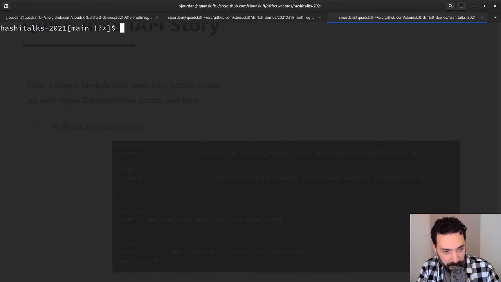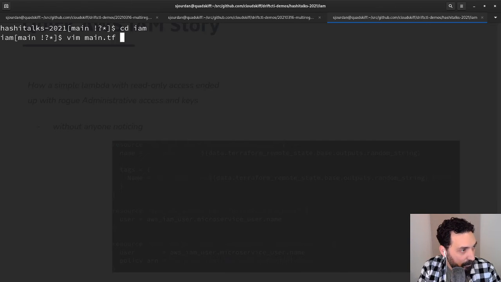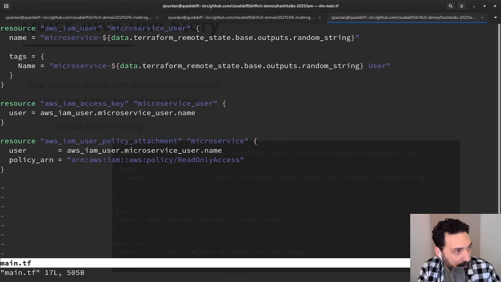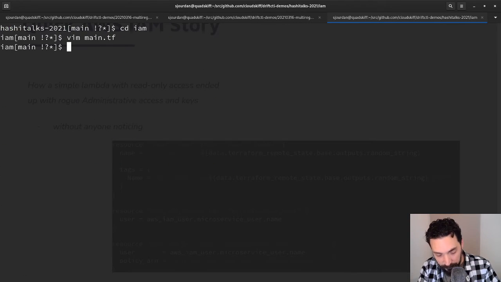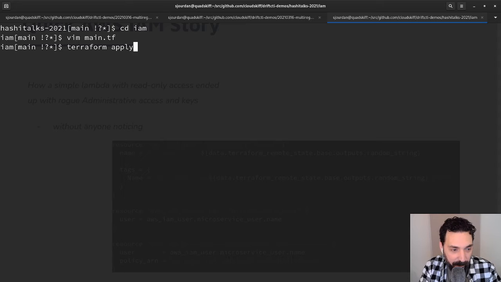So, what happened on the team pipeline on Monday? As you remember, there is an IAM user, there is an access key, and there is a policy attachment, read-only. They have this similar Terraform plan and apply on CI, and every hour or so it's running.